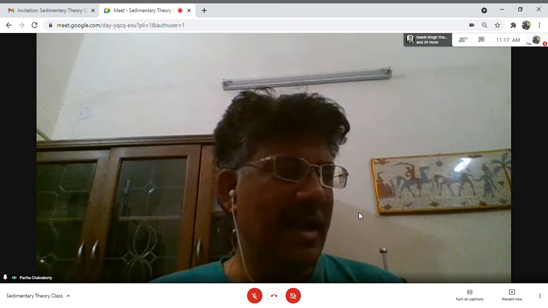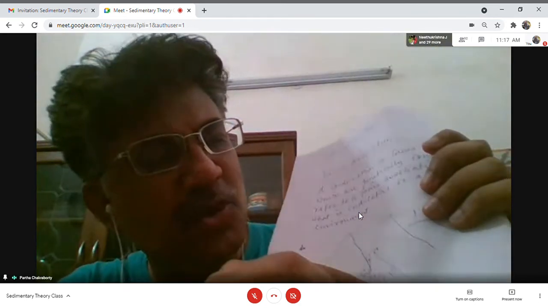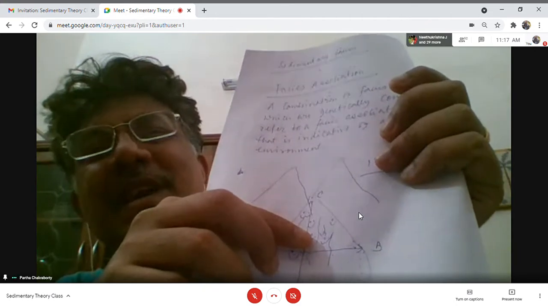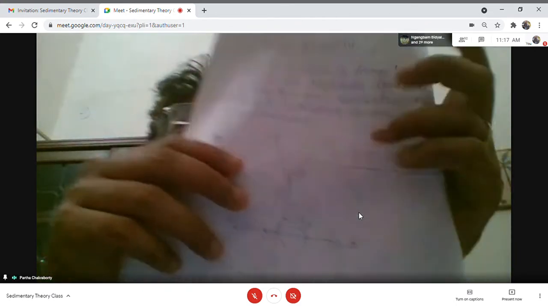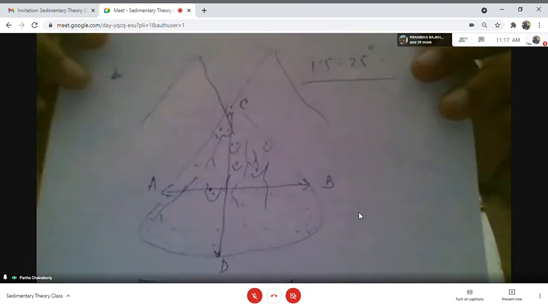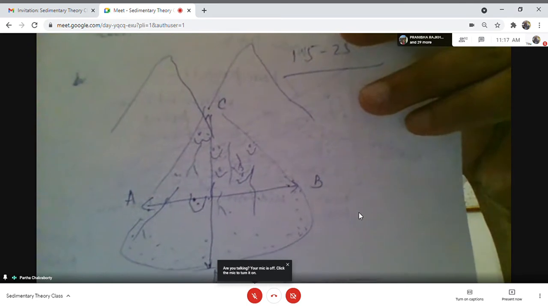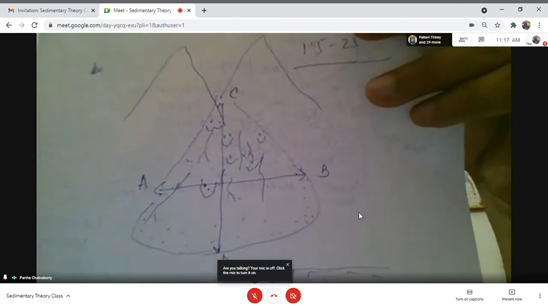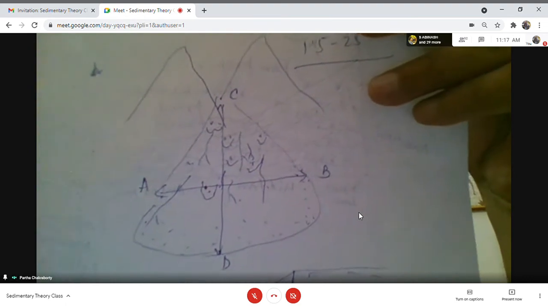Okay. Now, if you see this figure, I have shown some lobes and some kind of channel flow. So from this figure, it is clear that two products dominate a fan, that is the mass flow and channel flow. Am I clear? Mass flow and channel flow.